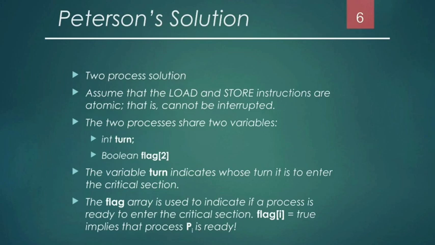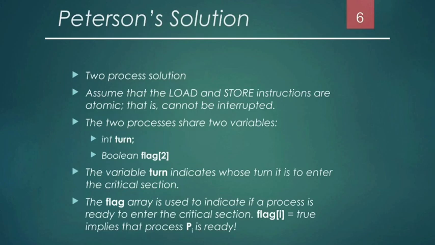Now, the important thing is the Peterson solution requires the 2 processes to share 2 data items. The first data item is a variable turn of integer data type, and the other data item that needs to be shared is a flag array of Boolean data type. Here, the variable turn indicates whose turn it is to enter its critical section. That is, if turn equals i, then process Pi is allowed to execute in its critical section. The flag array is used to indicate if a process is ready to enter its critical section or not.